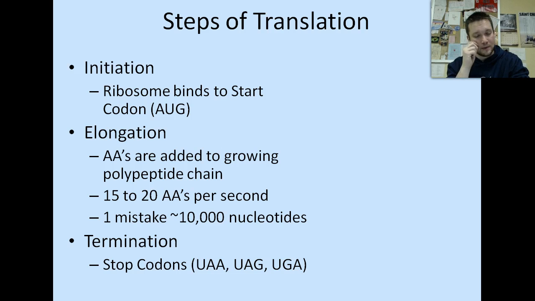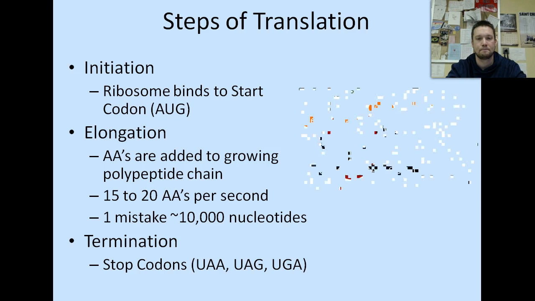The last step is termination, and this is where we hit a stop codon, which is any of these 3 codons: UAA, UAG, UGA. And then when the ribosome gets there, it sees that, and it's kind of like the period at the end of a sentence. It knows that it's done. It breaks away and leaves to go start building another protein.